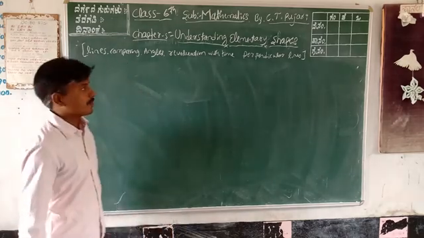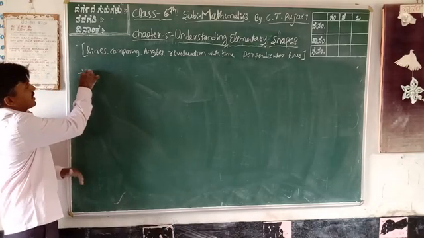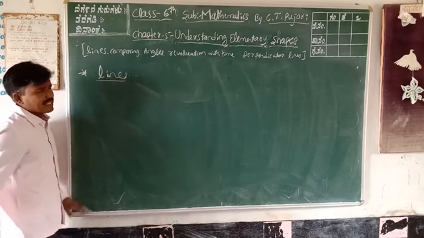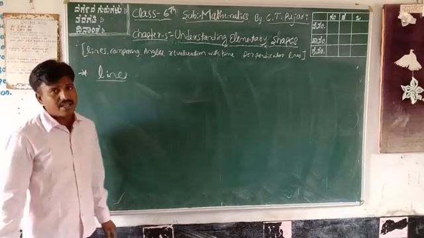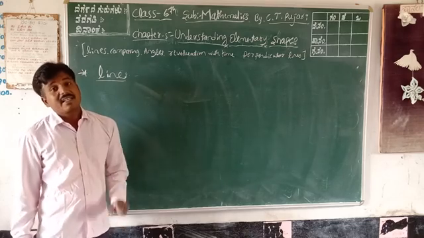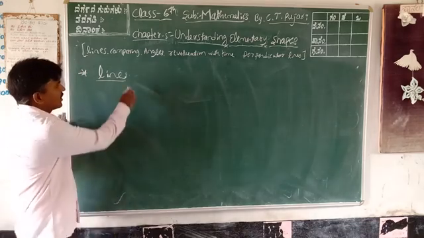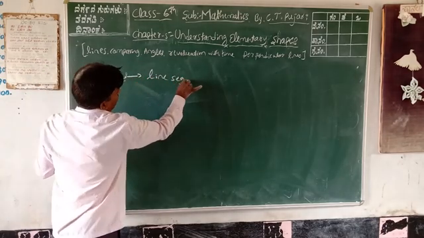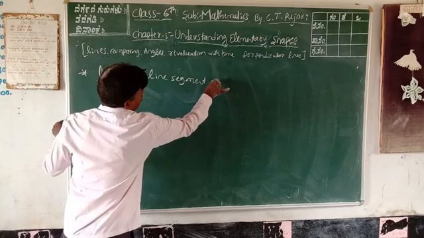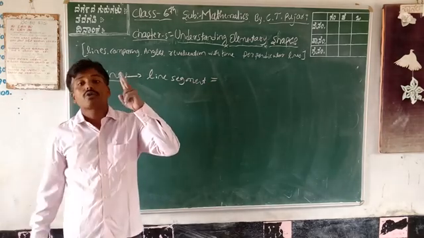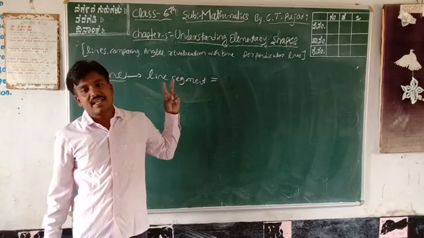The first one you study is lines. What are lines? There are many types of lines: curve line, straight line, line segment, and ray. For example, the first one is what? Line segment. A line segment is a line that has two end points. That is a line segment.